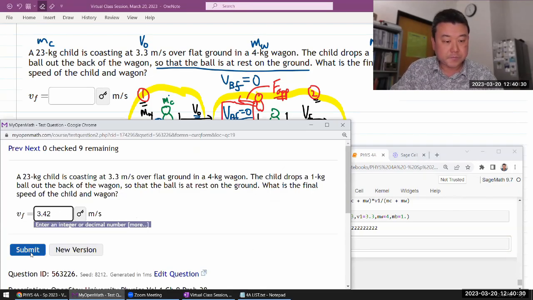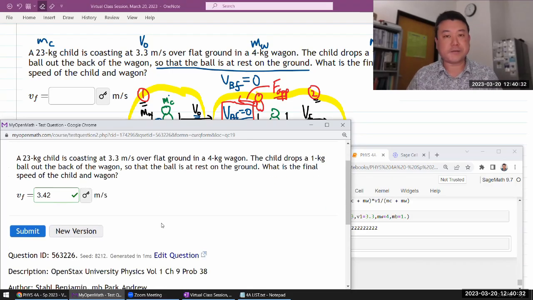3.42. All right, it says it's correct. So I must be right.